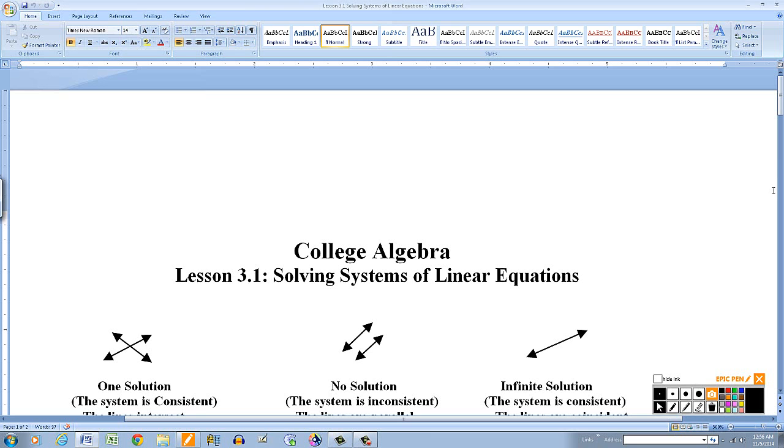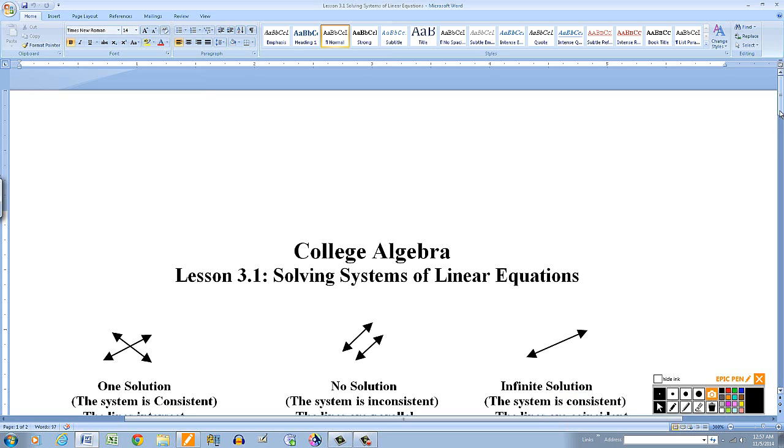So let's look at the scenarios that you can have. And we are going to focus on the case where you have the same number of equations as you have variables. So if you have a system of two equations with two variables, say x and y, here we're talking about linear systems where the graphs of these equations would be lines. That is, if you have two variables.